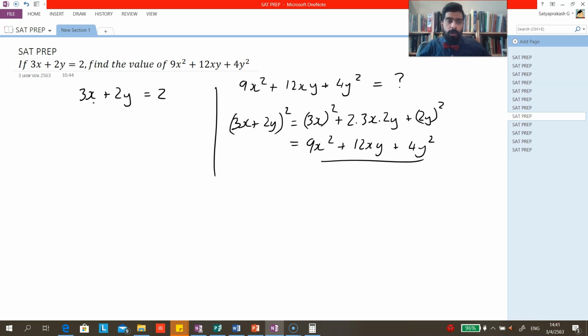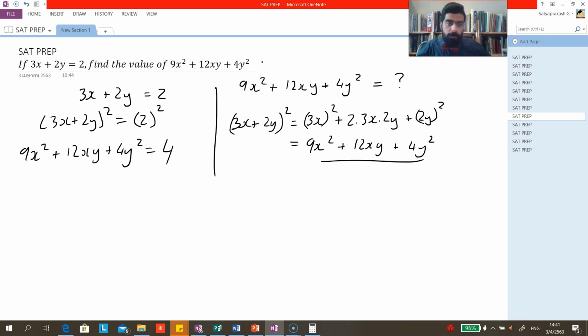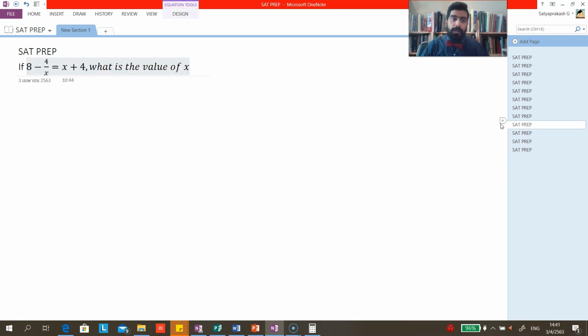So what we can do is we can raise these equations to the power of 2. So we would have 3x plus 2y, if we raise this to the power of 2, and that means we also have to raise this to the power of 2. And we know that 3x plus 2y whole square will give us 9x squared plus 12xy plus 4y squared. And we know 2 to the power of 2 is equal to 4. Therefore, the value of this would be equal to 4. Okay, so when you see a question like this, just try to think which algebraic identity could be used here, test it out, and see how you can go from there.